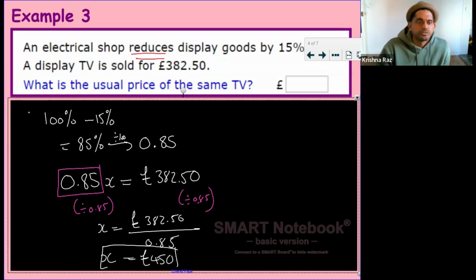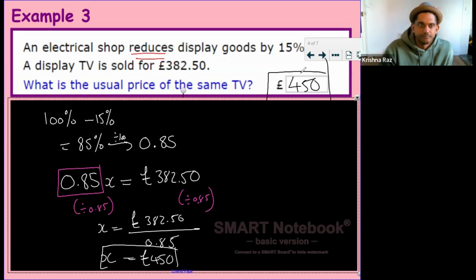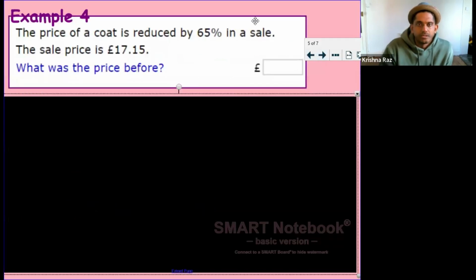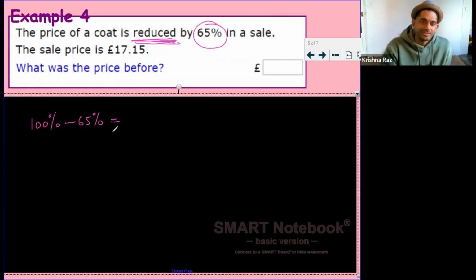So what was the original price of the TV? 450 quid. Make sense? Let's keep going. Again, what we need to do is read carefully and look for the word increased or decreased. This has been reduced, which is a decrease. It's been reduced by 65%. So our original 100% was reduced by 65%, which meant we were left with, that's right, 35%.